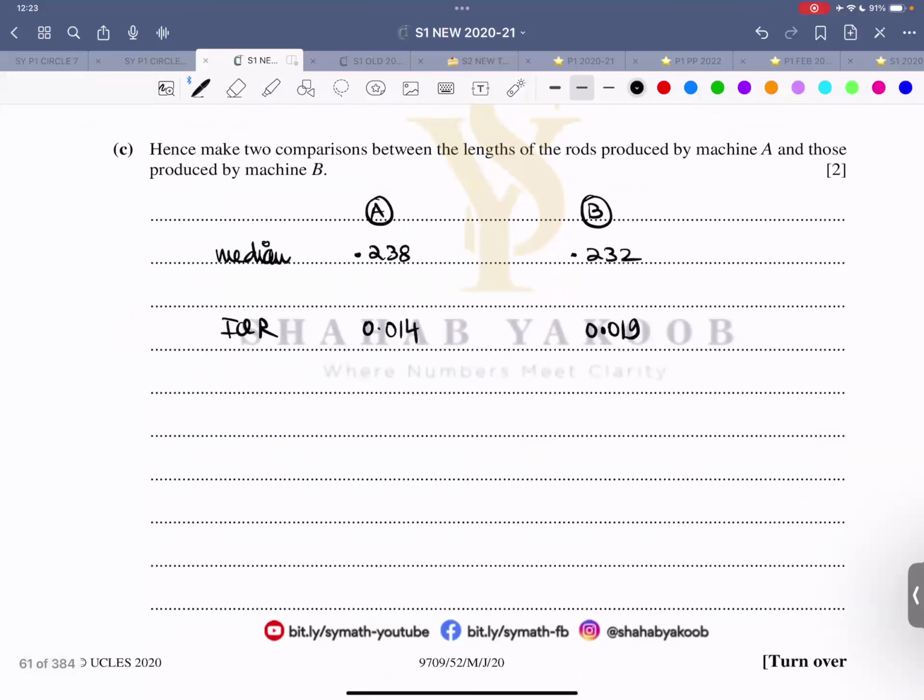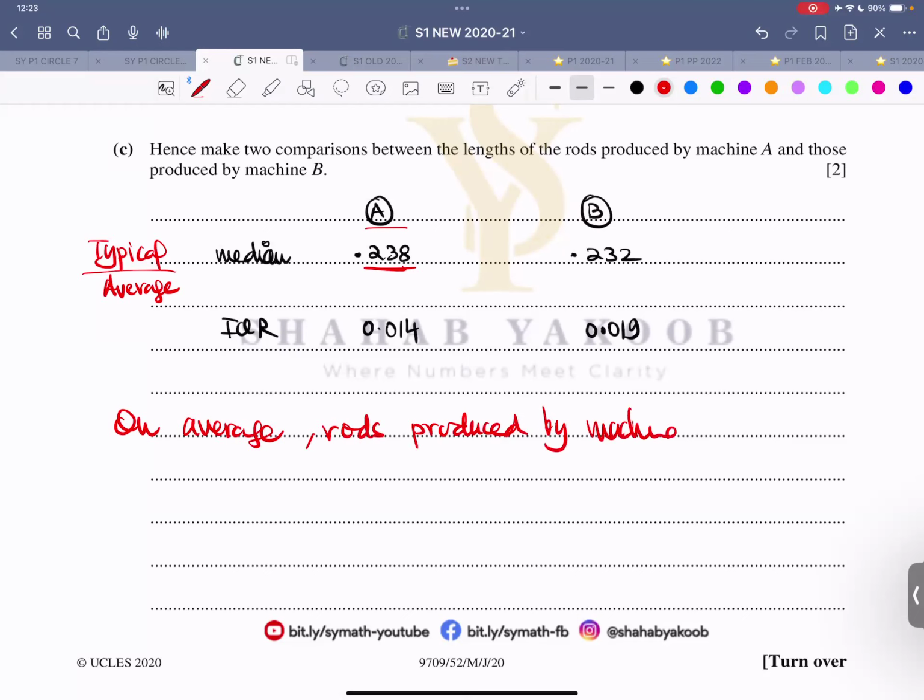Now, when we talk about median, we'll use the word typical value or average value. So we see that on average, the length of rods produced by machine A. So let me write it. On average, rods produced by machine A are longer than those produced by machine B. Now, this takes time to write it down. So gather your thoughts and then write it down.